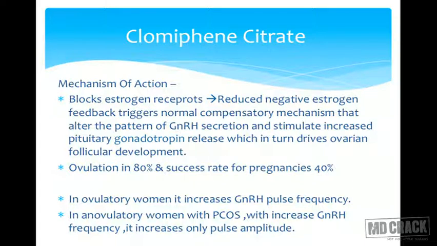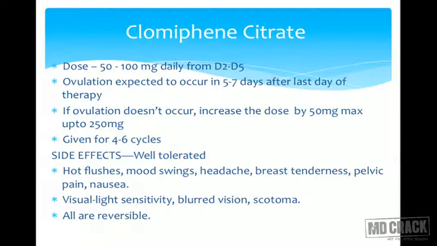In ovulatory women, it increases the GnRH pulse frequency, and in anovulatory women, like in PCO, it increases the GnRH frequency and it increases the pulse amplitude. More amount of GnRH is getting secreted. The dose is around 50 to 100 mg daily from day 2 to day 5 of menses. Ovulation is expected 5 to 7 days after the last day of the therapy, means around day 12 or 13. If ovulation doesn't occur, then increase the dose in the next cycle. We can go up to 250 mg per day for 5 days, but the FDA approved dose is 100 mg per day.